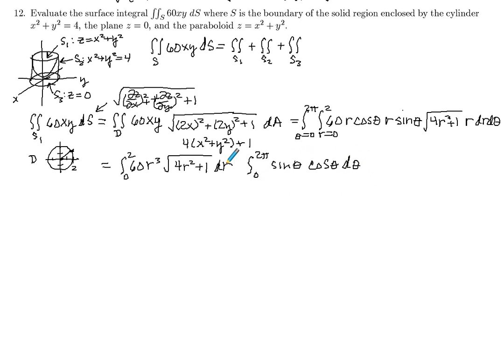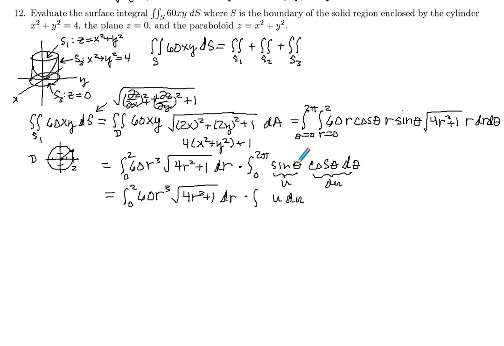Okay, so now we just have to evaluate these two separate integrals, and they're multiplied. Well, let's concentrate on this one here, because I see a function and its derivative, so I'm thinking u equals sine theta, and then my du is going to equal cosine theta d theta. It's all set up for u substitution. So let's leave this first integral, 0 to 2, 60r cubed, square root of 4r squared plus 1, dr. And then this will be times the integral of u du. And u is equal to sine theta.